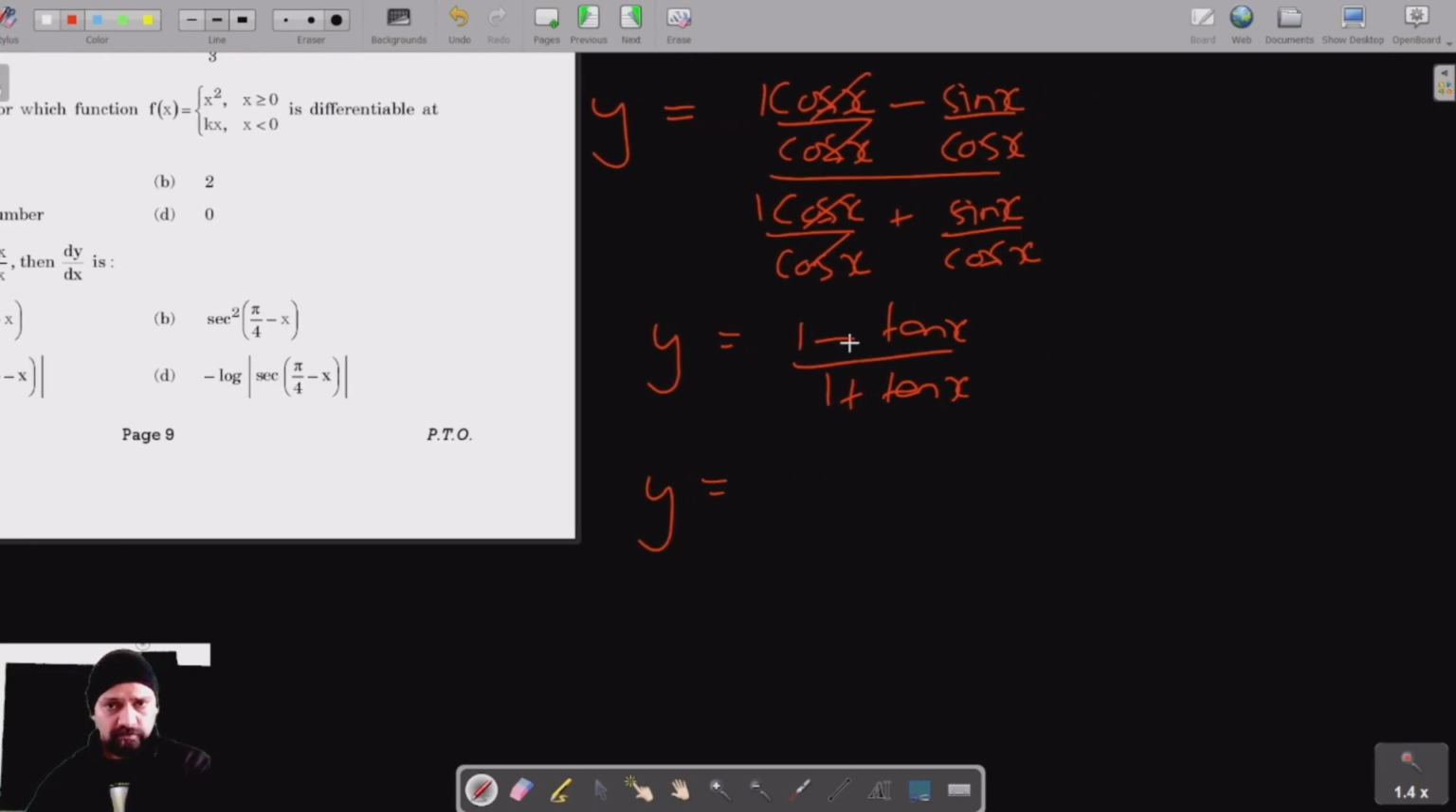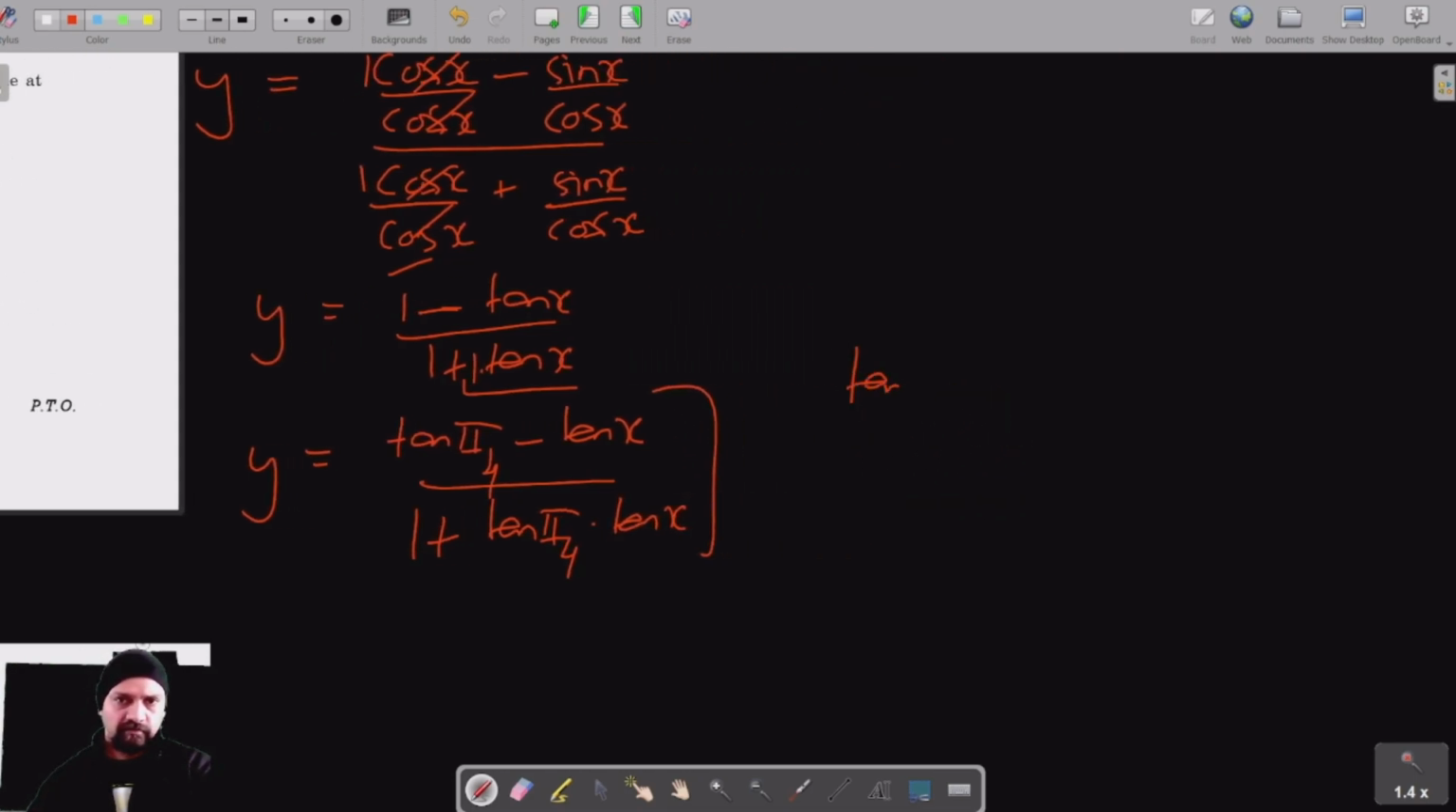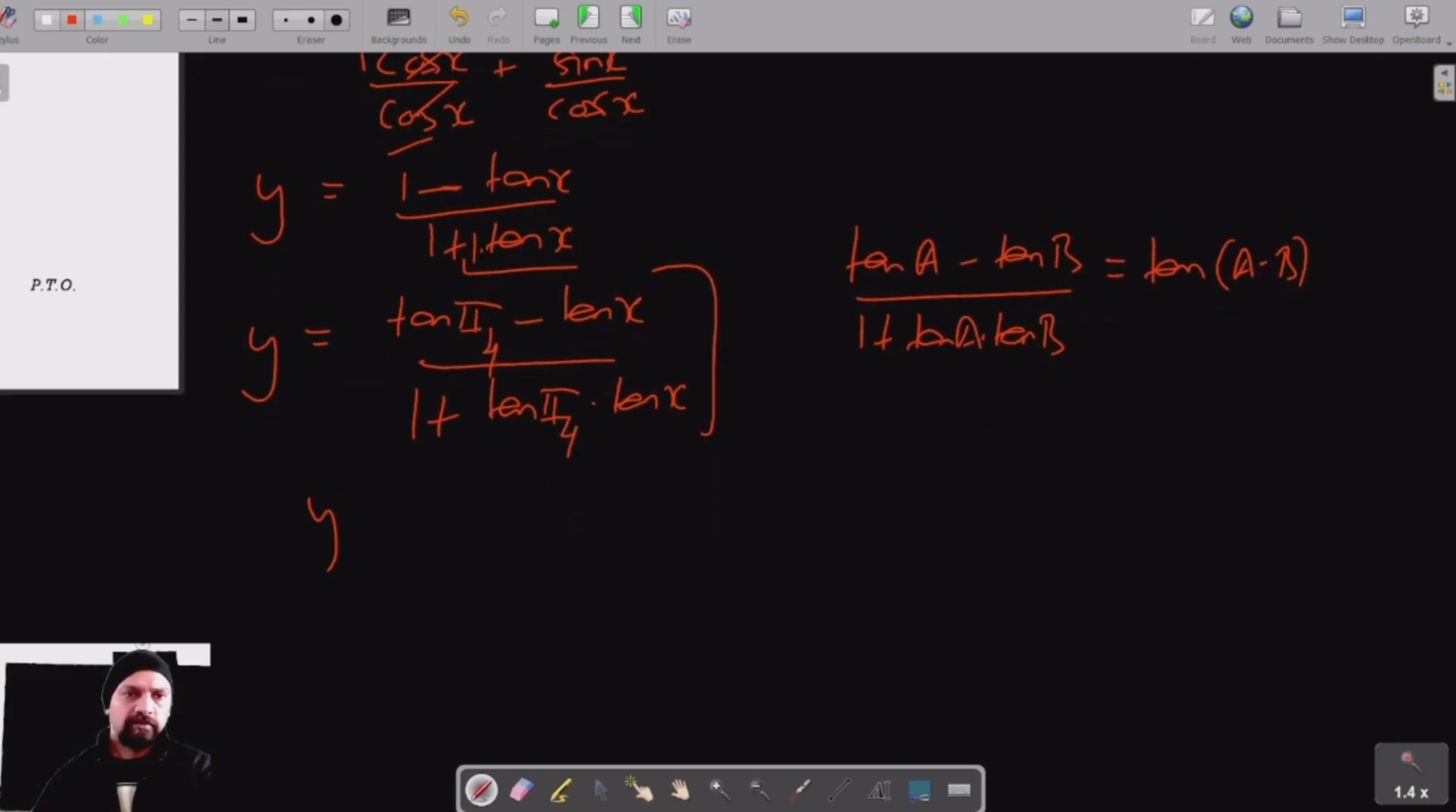And this seems to be like some standard form. So instead of 1, I can write tan pi by 4 minus tan x. In the denominator, 1 plus, I can multiply this with 1, the value remains the same. So 1 is tan pi by 4, which is 1, into tan x. Now this is of the form tan a minus tan b upon 1 plus tan a into tan b, which is equal to tan of a minus b. So this becomes tan of pi by 4 minus b, which is x.